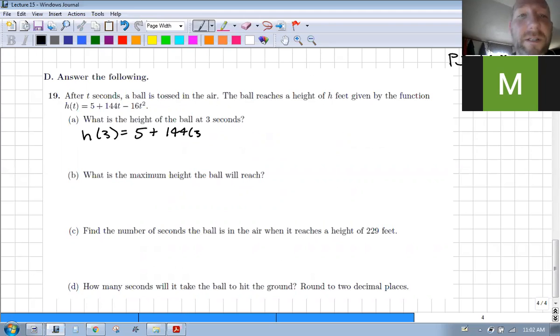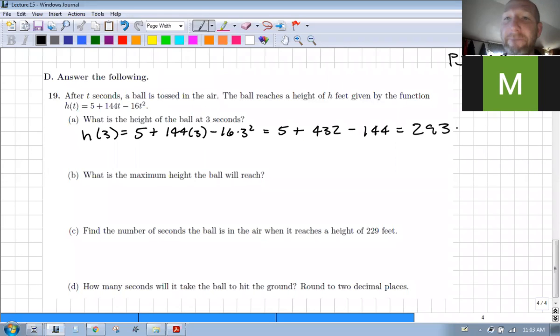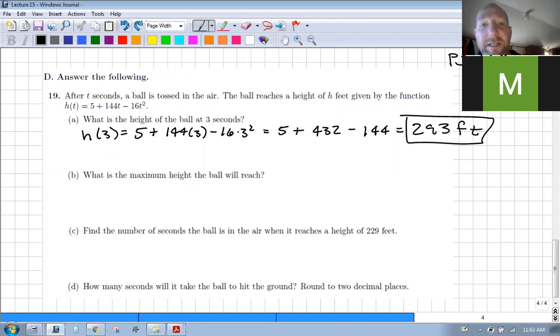144 times 3 minus 16 times 3 squared, plus 5. 144 times 3, 432. And now we have 9 times 16, 144. So 432 plus 5 minus 144, 293 feet. Always put your units. So at time 3 seconds later, we're at a height of 293.